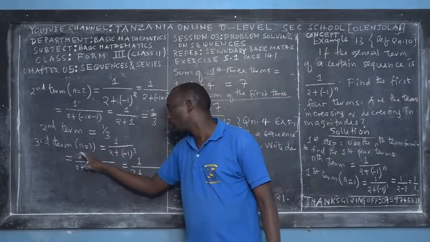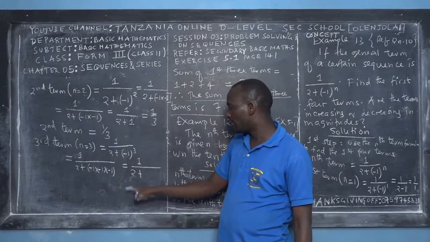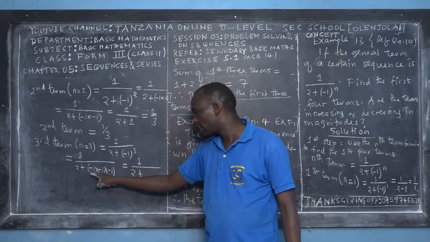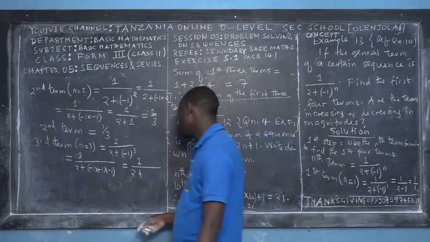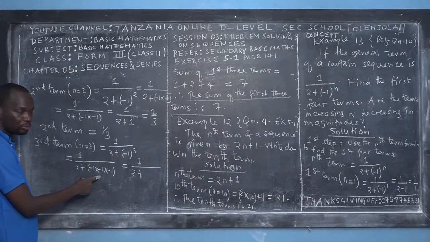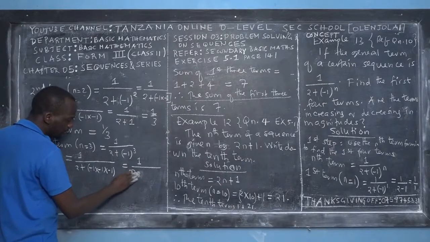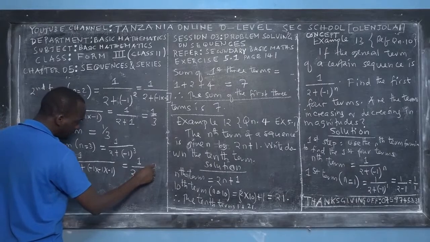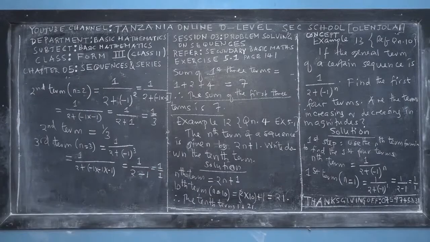Now the third term is when n is equal to 3. So 1 over 2 plus negative 1 power 3. So simplifying, this is 1 over 2 plus negative 1 times negative 1 times negative 1. The answer is equal to 1 over 2 plus what? Negative 1 times negative 1 is positive 1. Positive 1 times negative 1 is negative 1. So simply this will be 2 minus 1. So the answer will be 1 over 1, which is equal to what?